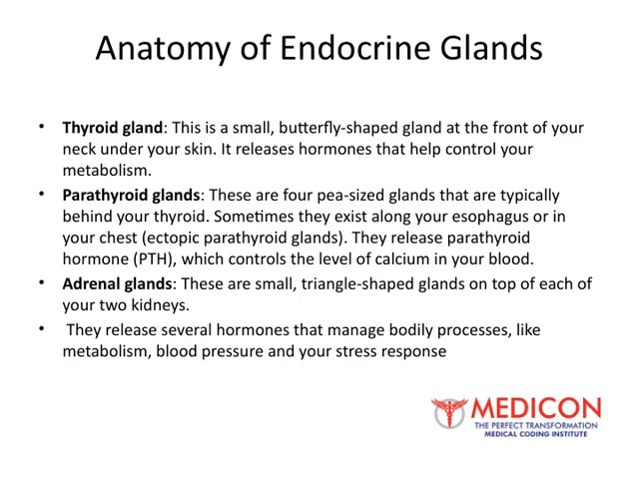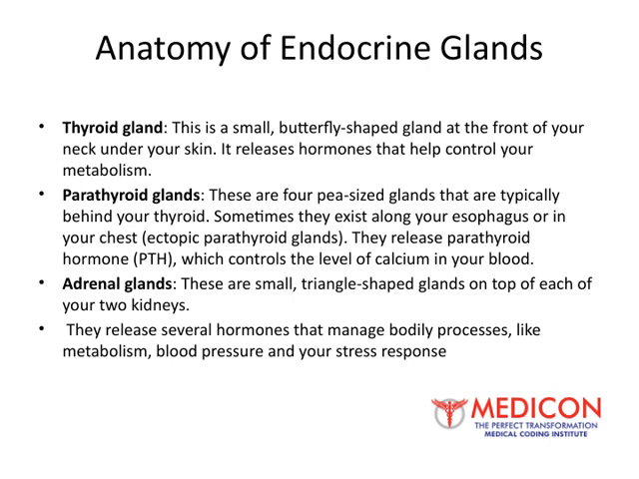Let's take a closer look at the anatomy of the endocrine glands. First, we have the thyroid gland, which is quite small but plays a vital role. It's shaped somewhat like a butterfly and sits at the front of your neck right beneath your skin. This gland releases hormones that are crucial for controlling your metabolism, essentially how your body uses energy.